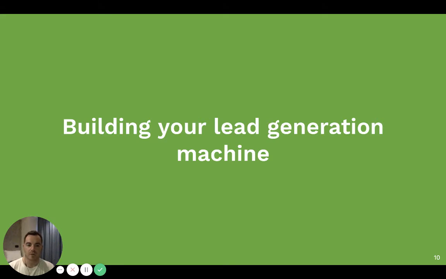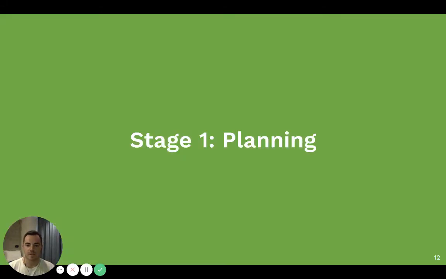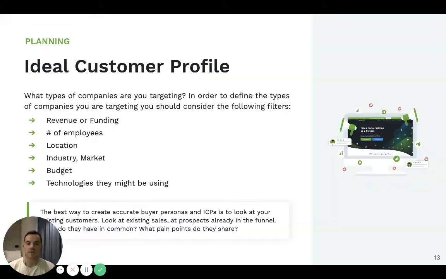Moving on to actually building your lead generation machine, I've broken this down into 4 separate steps. These are planning, research, message, and launch. And I'll go through each one of these in a bit more detail. So first of all, planning.